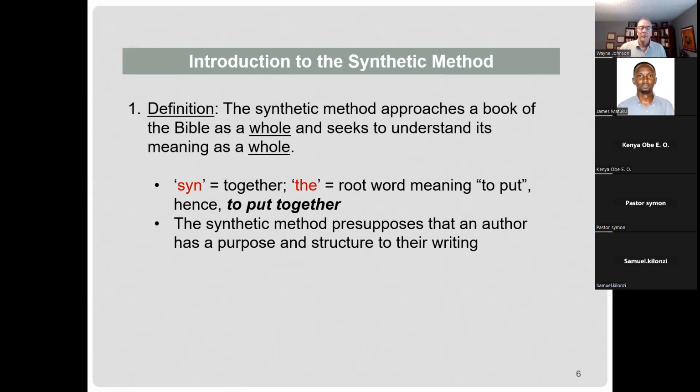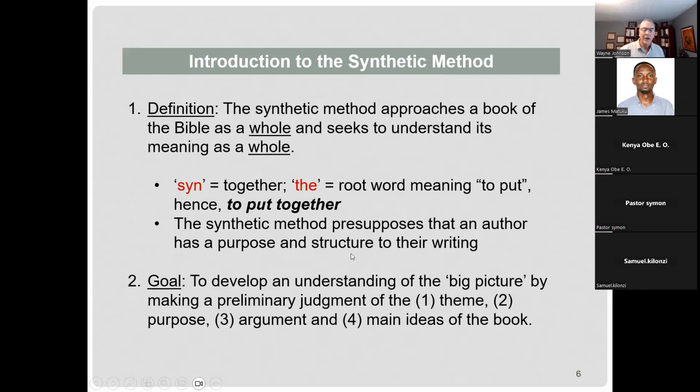But also note that the synthetic method presupposes that an author has a purpose and structure to their writing, which is very true. Whenever anybody writes a book, they write it because they have a purpose. They write it because they have some objectives that they want to accomplish, points that they want to make. They have thought through how they are going to make that point, and so on and so forth. We usually will find that in the introduction of the book. A good author will include that in the introduction so that the reader knows the purpose, the goals, the procedure that the author is going to use. And so this is kind of like reading an introduction, kind of getting that big picture.